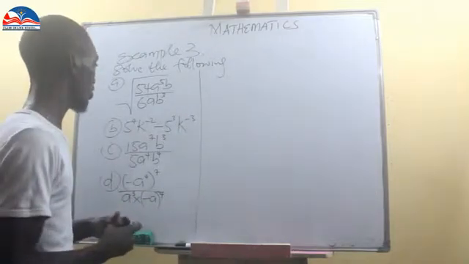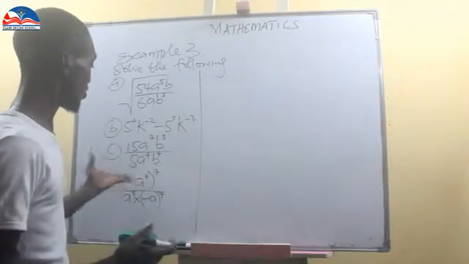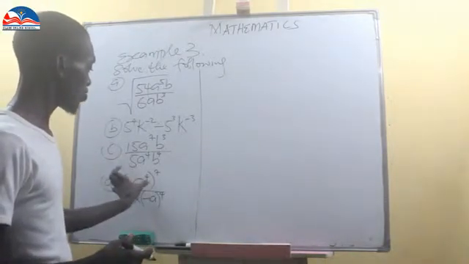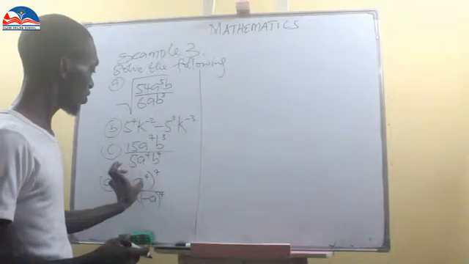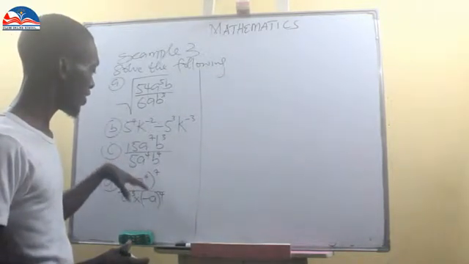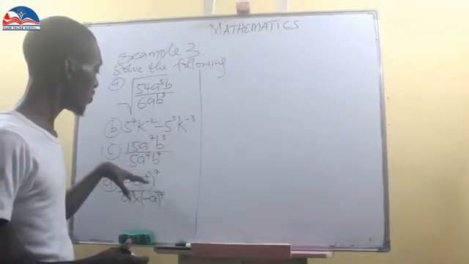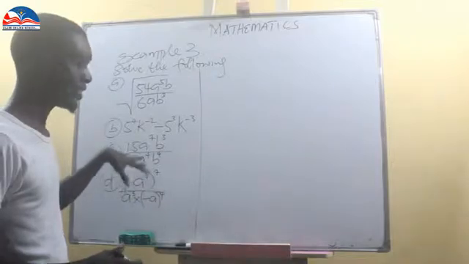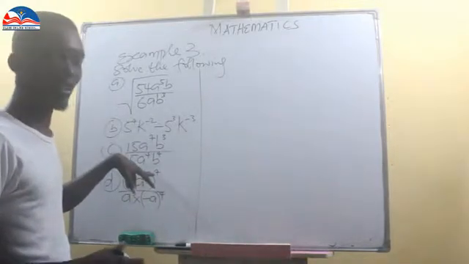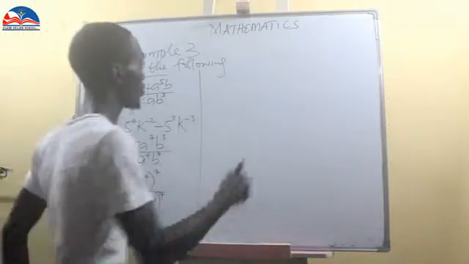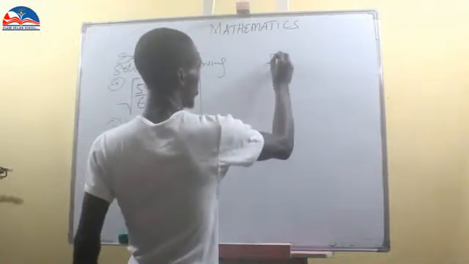Look at question number D. This is law 3: if a base is indexed in a bracket and indexed outside the bracket, you see, so same thing. So let's look at them with the laws. Solution.